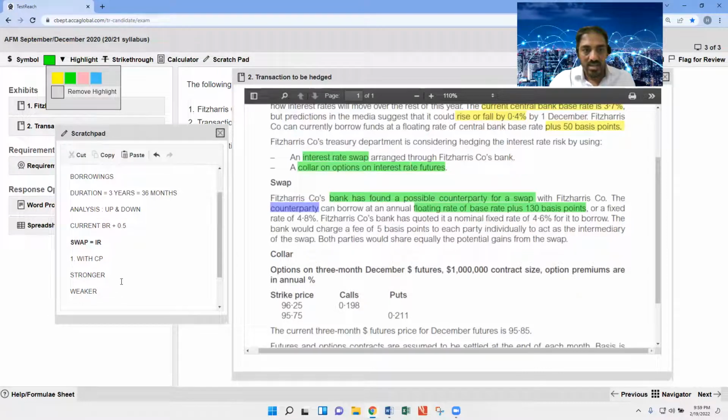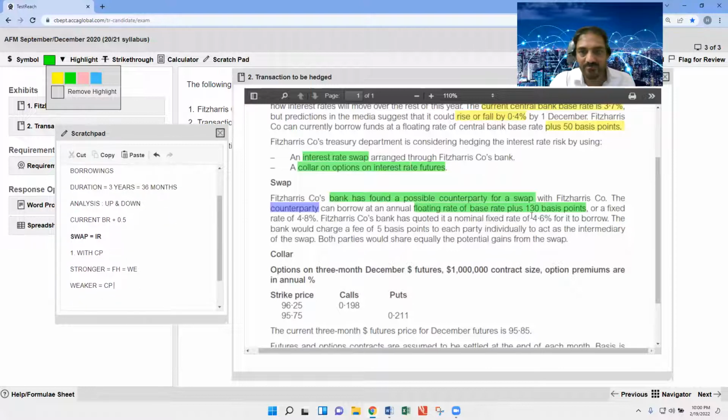We or the counterparty? Yes, Fitz-Harris. The weaker is the counterparty. So you have to determine this first. That's a point. Okay, then move on. These are the important things you have to highlight.